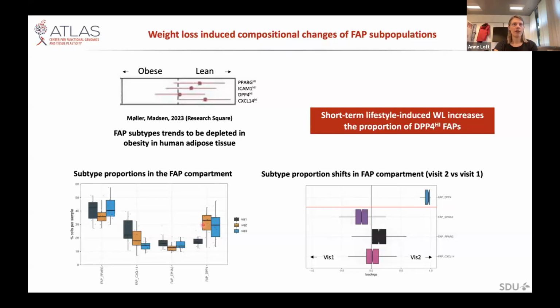So this increase really, to us, suggests that there's a mechanism that raises the fraction of these DPP4 progenitor cells during the early weight loss to restore normal hyperplastic potential in the adipose tissue, to allow for this early adipose tissue remodeling.